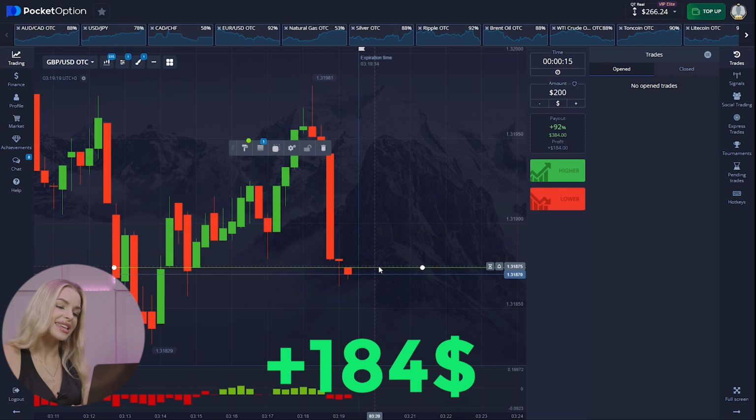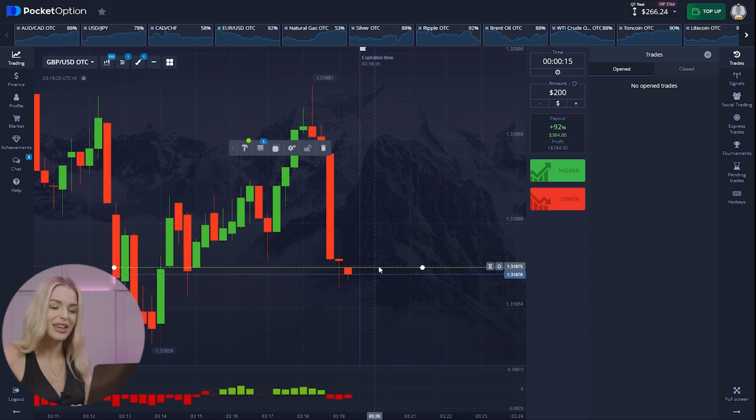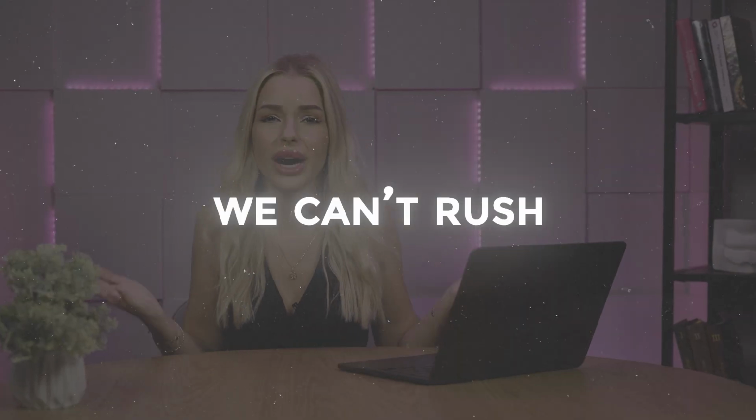Plus $184, that's a lot. Give me some more. I would like to have more, but we can't rush. We have opened 3 deals before in a row. Now the chart has touched the upper level and reversed its movement.